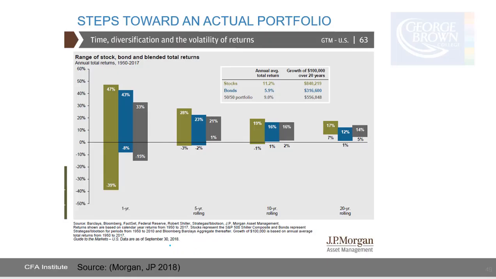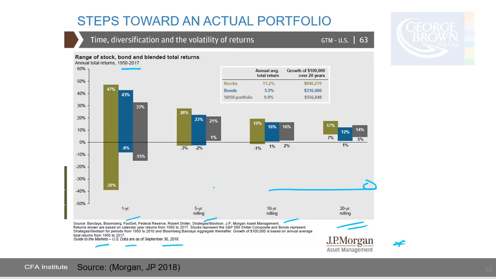So again, just one last slide. This is from the Guide to the Markets, U.S. data as of September 30th, 2018, the JP Morgan Guide to the Markets. And so this is quite neat. It's looking at from 1950 to 2017. So on this axis, you've got returns on the y-axis, and on the x-axis, you've got time. You can see it's rolling 1 year return, then 5 year rolling return, 10 year rolling return, and the 20 year rolling return.